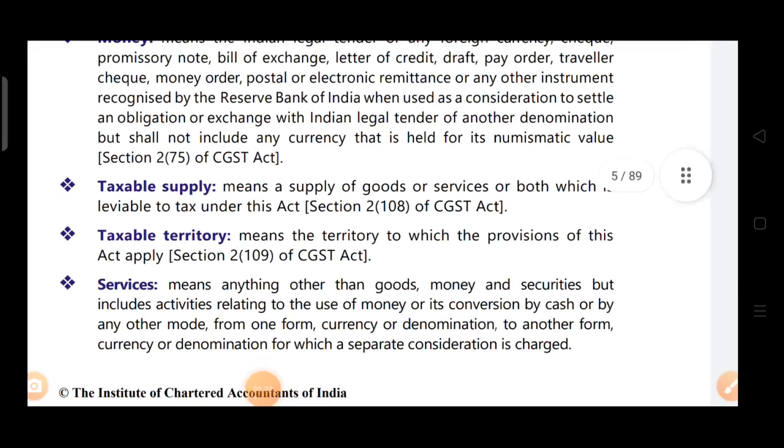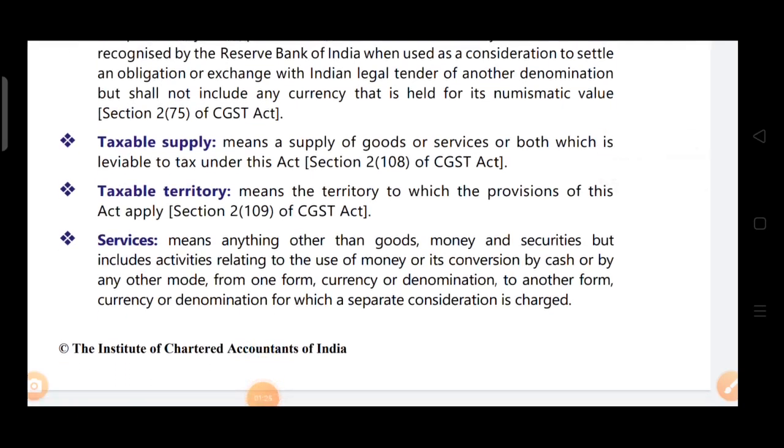So services, in the definition of services, goods, money and securities are excluded, but it includes activities relating to the use of money or its conversion by cash or by any other mode, from one form, currency or denomination to another form, currency or denomination, for which a separate consideration is charged. It means the activities that are related to the use of money or conversion by cash or by any other mode.